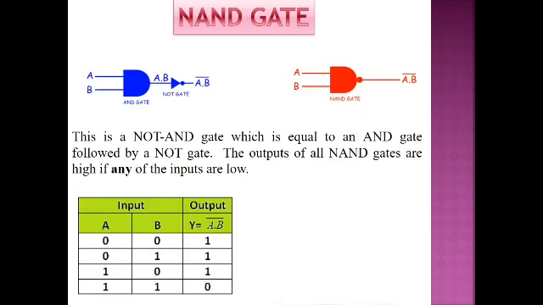Next is the NAND gate. It is a NOT AND gate, which is equal to an AND gate followed by a NOT gate. The outputs of all NAND gates are high if any of the inputs are low. From the truth table, it can be seen that the first three rows are having a higher output, that is 1. In the last row, both the inputs are high, so the output is low.